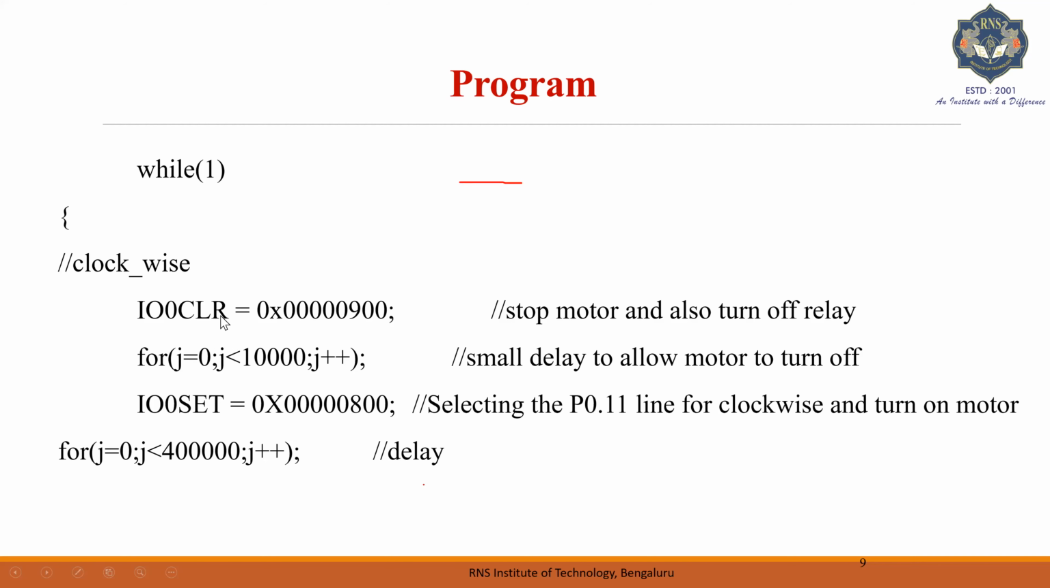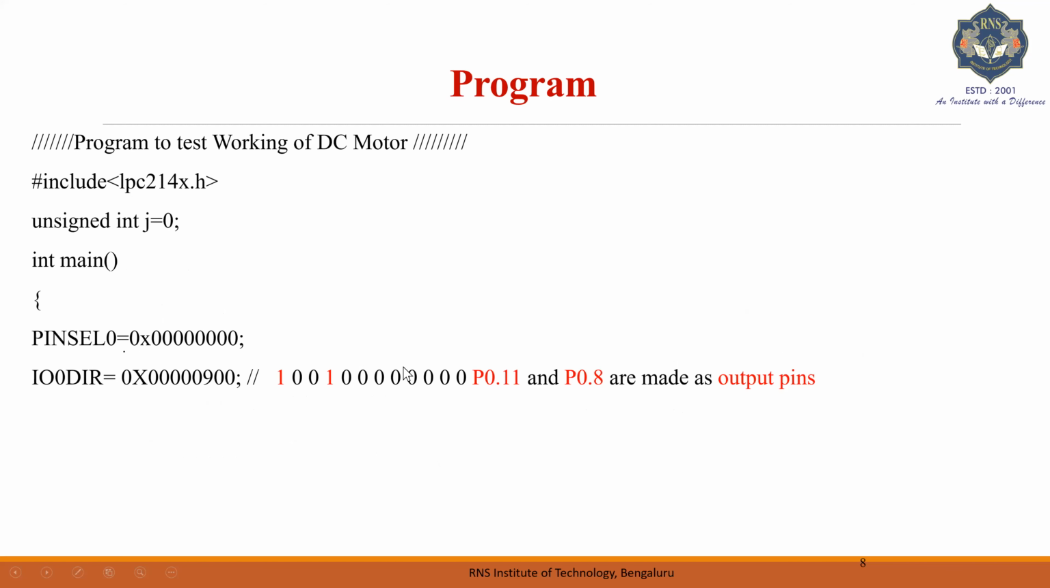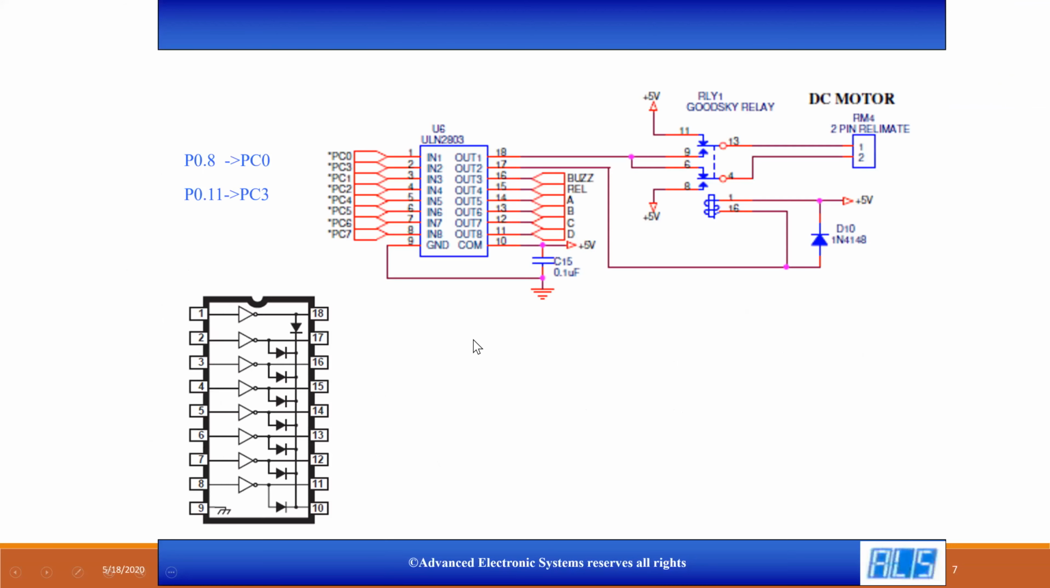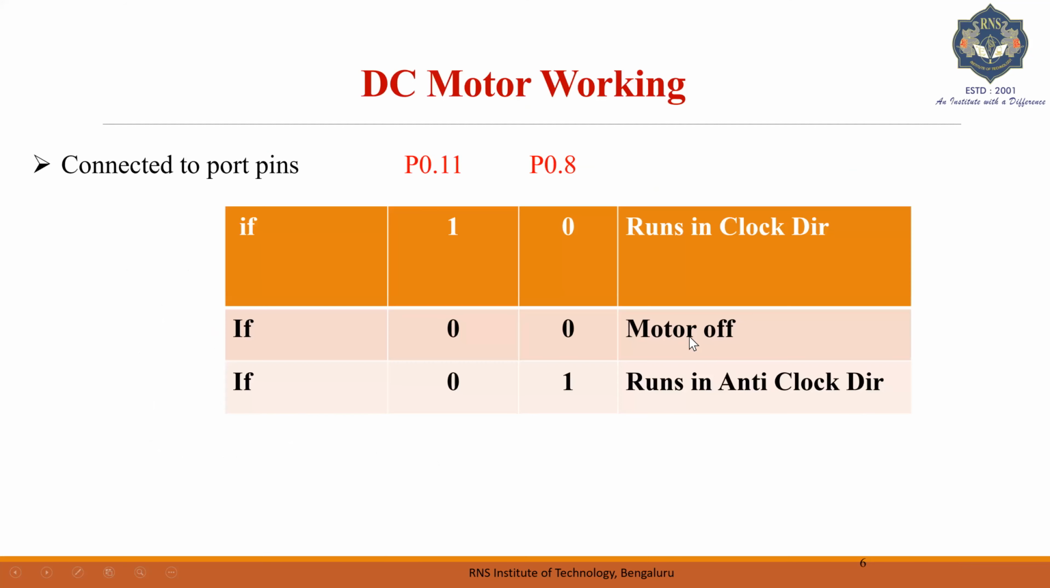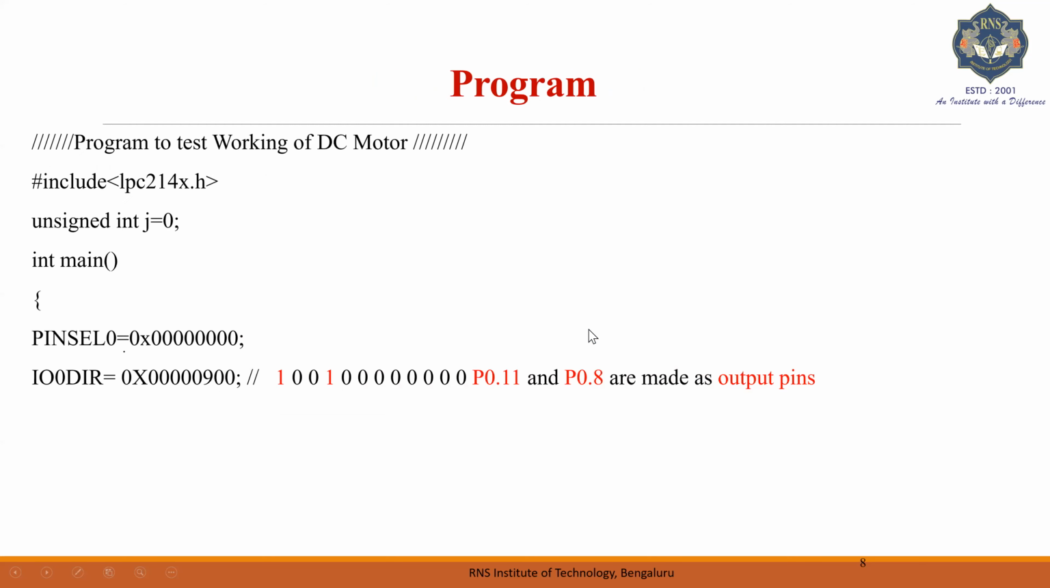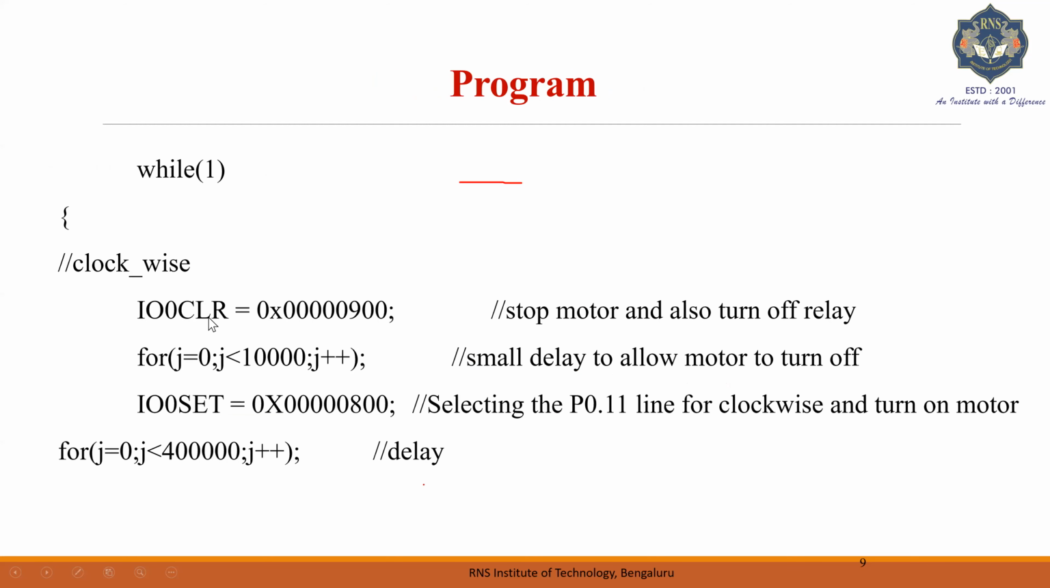In order to stop the motor, what should I do? Here I have set these pins. Now I do IO 0 clear. When I pass the values for the clear, 1 1, these two lines will become 0 0. Why will they become 0 0? If I supply the value, then the motor will become off. If I want to make these 0 0, then I have to enable these pins in the clear register. That's why I'm using IO 0 clear with these values, and this will stop the motor.